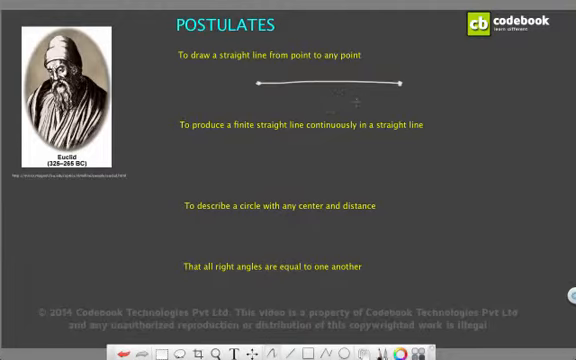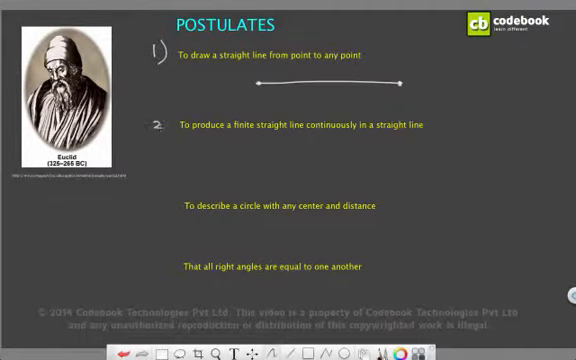How many straight lines can you draw? You can draw only one and only one straight line through these two points. You cannot draw another straight line which connects these two dots. There is a unique line that passes through any two given distinct points. So that's the first postulate.